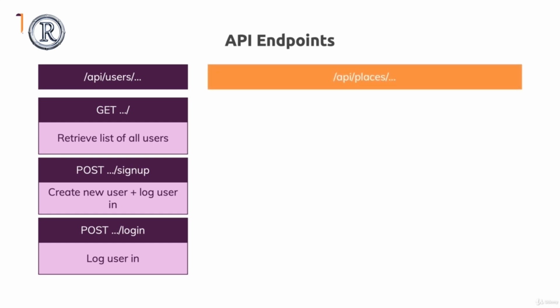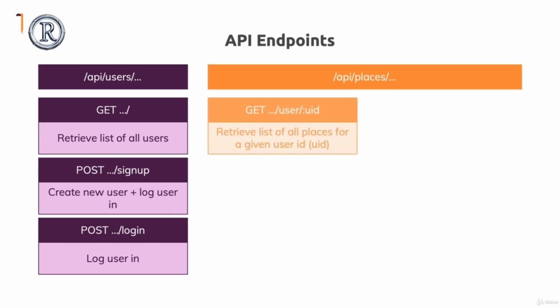But of course, we also have places. So let's say for requests which reach our domain /API/places/user/UID, if that's a GET request, then I want to retrieve a list of all places for that given user ID. So the idea here simply is that we are able to get all the specific places a user created.